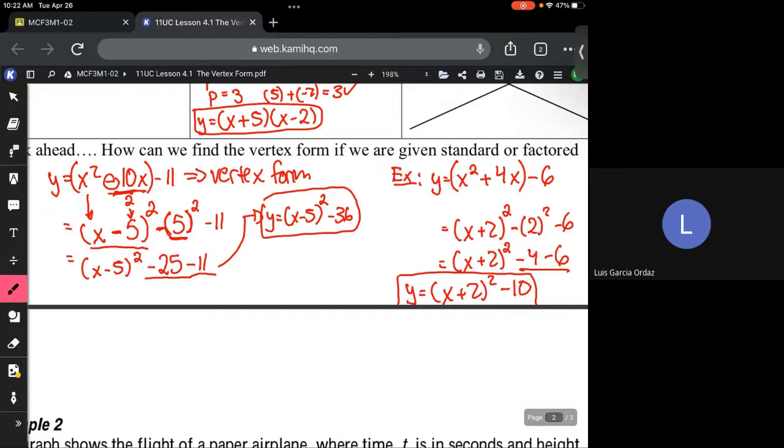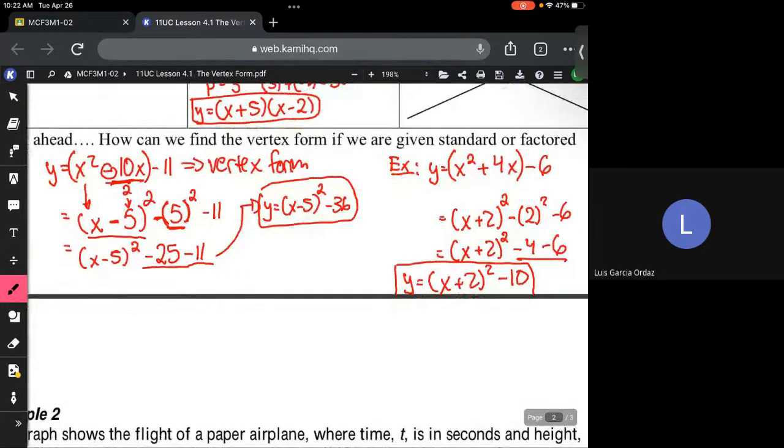Oh, okay. Yeah, completing the square is one of the weird ones that takes time to figure out.